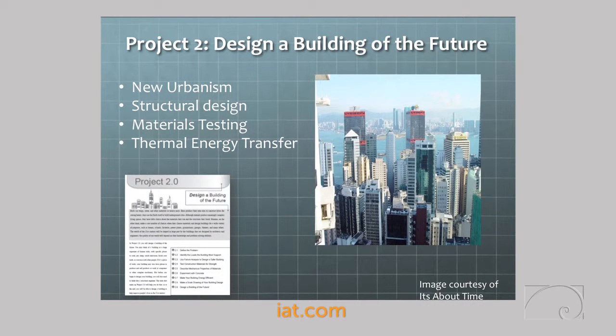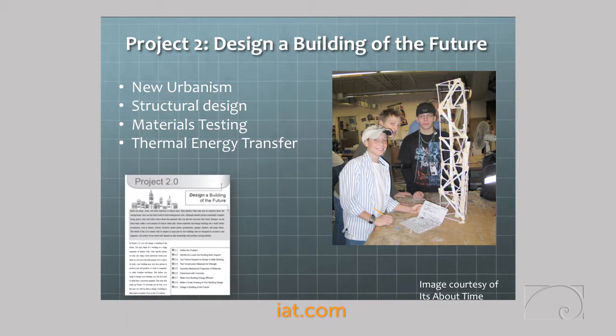The second one is to design a building of the future. Here we look at big ideas about new urbanism. What are our cities like? How do they serve human beings and humans' needs? And then how can we design a building that would fit into a new kind of city that really minimizes the amount that we have to spend, and minimizes our carbon footprint, for example. This one also introduces structures, materials, and energy flow. For any building, you really have to think about how you're going to use insulation.